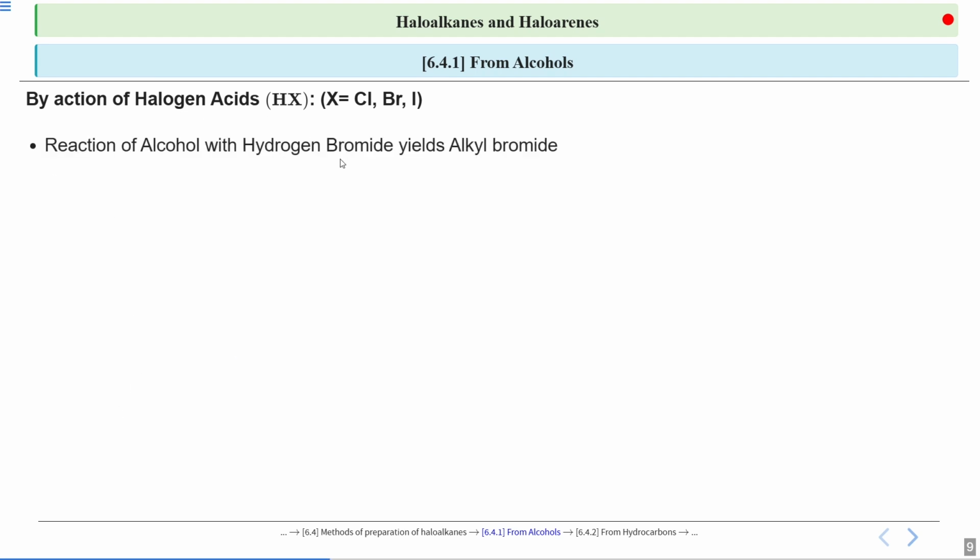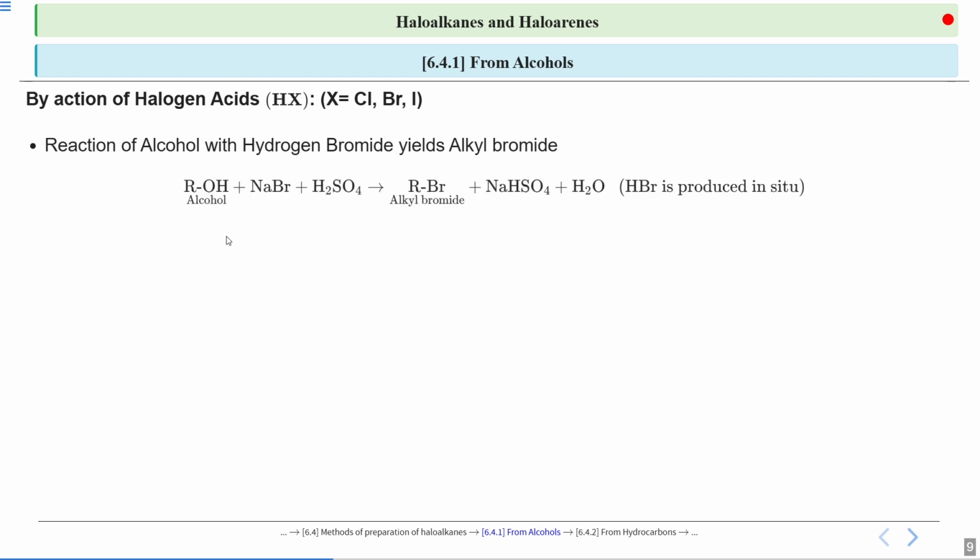Reaction of alcohol with hydrogen bromide yields alkyl bromide. Okay. So until now we were talking about hydrogen chloride and the alcohol reaction. Now if you talk about the hydrogen bromide reaction with the alcohol, you are going to get alkyl bromide, because in the halogen acid we have halogen as bromine, right? So you will get alkyl bromide.